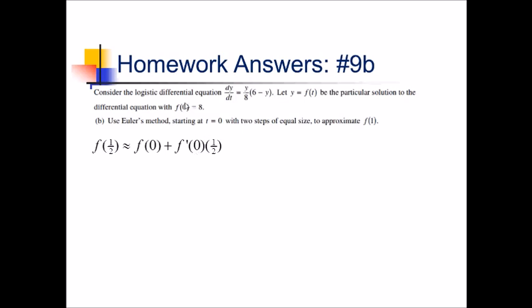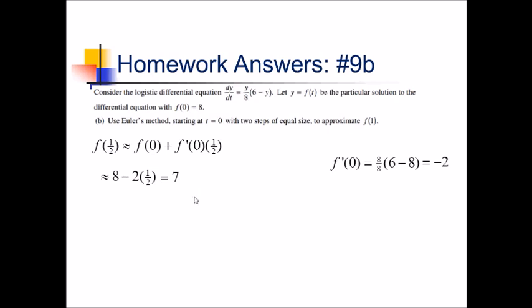Well, we do. F of 0, they told us, is 8. So when I'm doing f prime of 0, what I'm really doing is 8 divided by 8 times 6 minus 8. So that's just 1 times -2, which is just -2. Plugging things back in now, we can say that f of 1/2 is approximately equal to 8 minus 2 times 1/2. So that's just going to be 8 minus 1, which is 7.